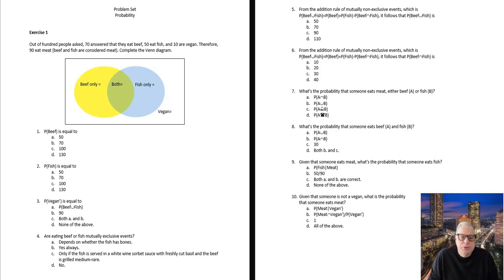Okay, let's review some of the concepts we learned about probability. And let's just begin with exercise 1, where we have the results of a survey. And from that survey, we need to identify certain probabilities. So 100 people were surveyed.